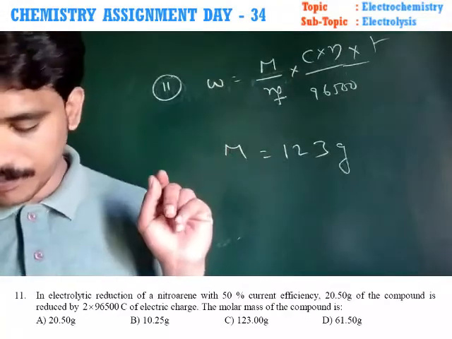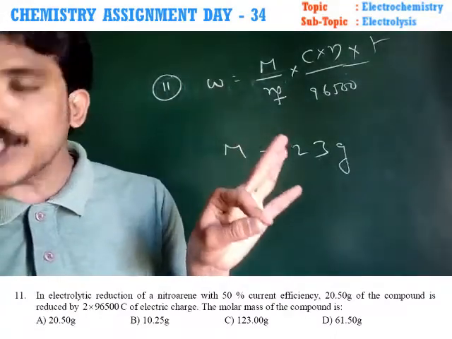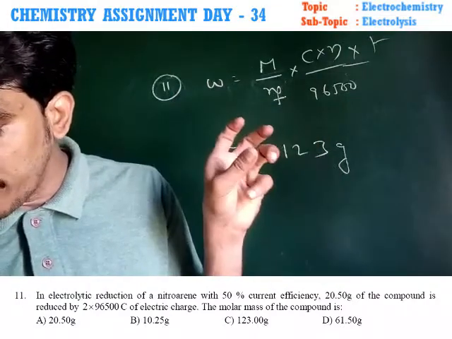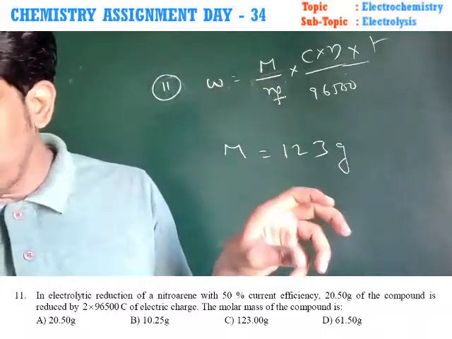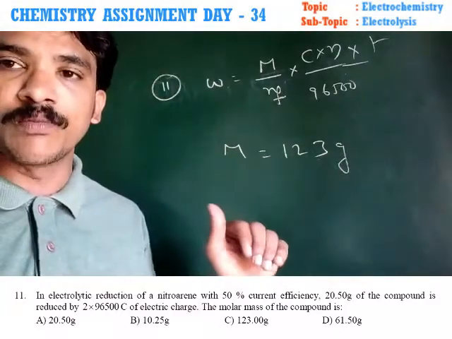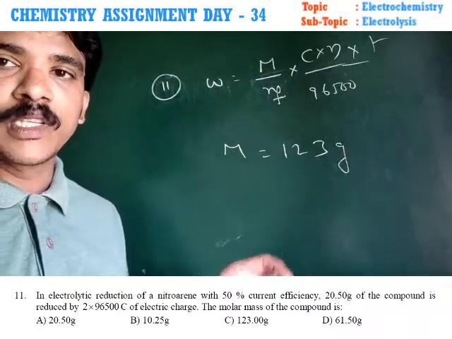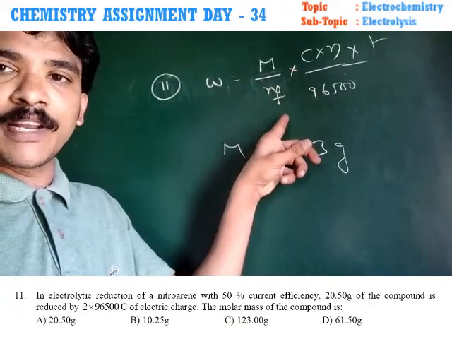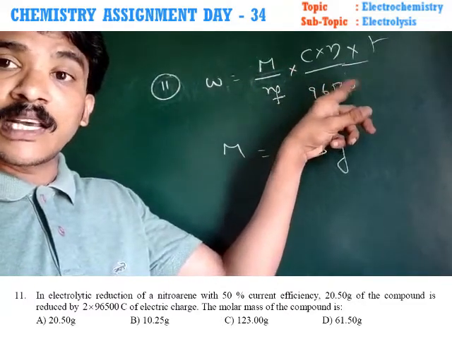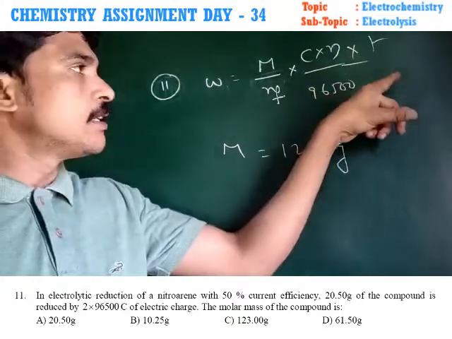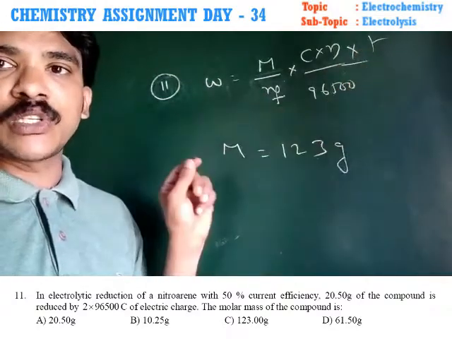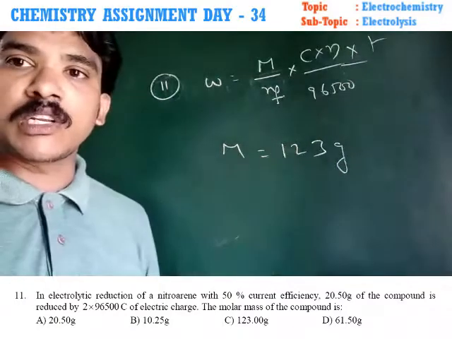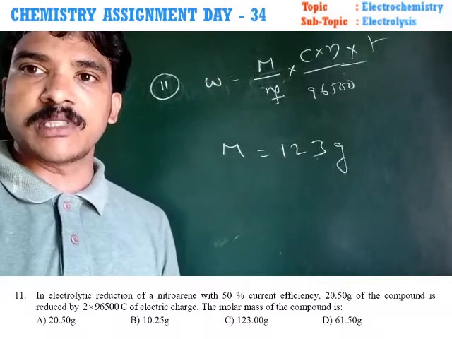Question number 11. In the electrolytic reduction of nitroarene with 50% current efficiency, the mass is 20.50 grams and the electricity is 2 into 96,500 coulomb. Find the molar mass of the compound. W is equal to equivalent weight, that is molecular weight by n factor, into current efficiency into time by 96,500. Substituting all the values in this expression, we got molecular weight 123. So 123 grams is the answer.